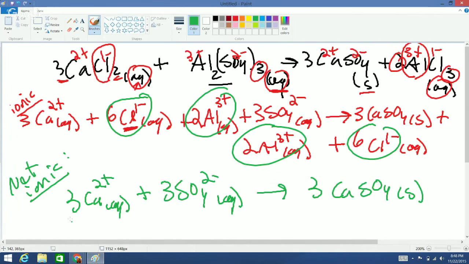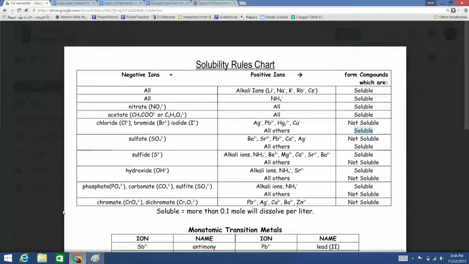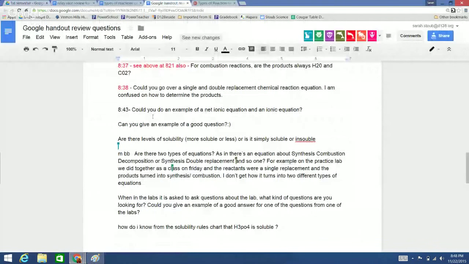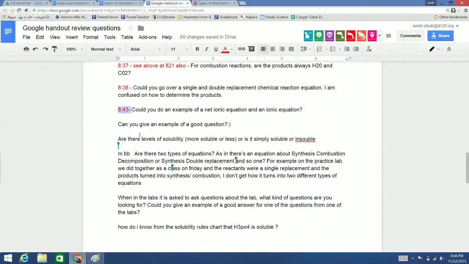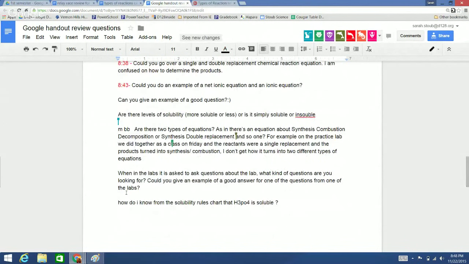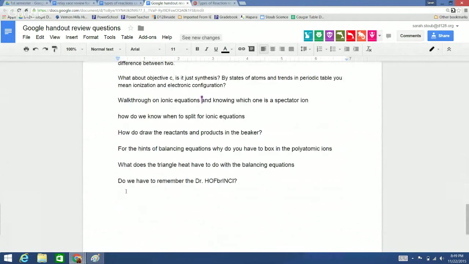Where's my mouse? Here it is. Oh, bother. I do not know if I'm going to get to all these equations.